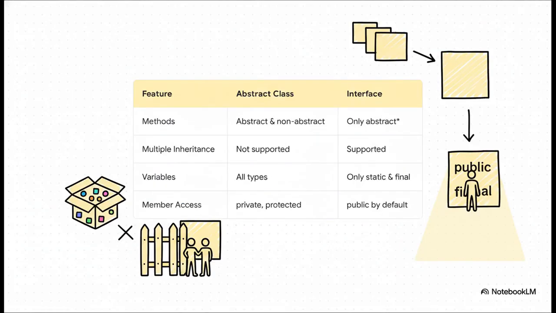This table really lays it all out. Don't worry, we're not going to read the whole thing. Let's just hit the highlights. Look at that row for multiple inheritance. See that? Not supported for abstract classes, but it's the bread and butter of interfaces. That's a huge deciding factor.